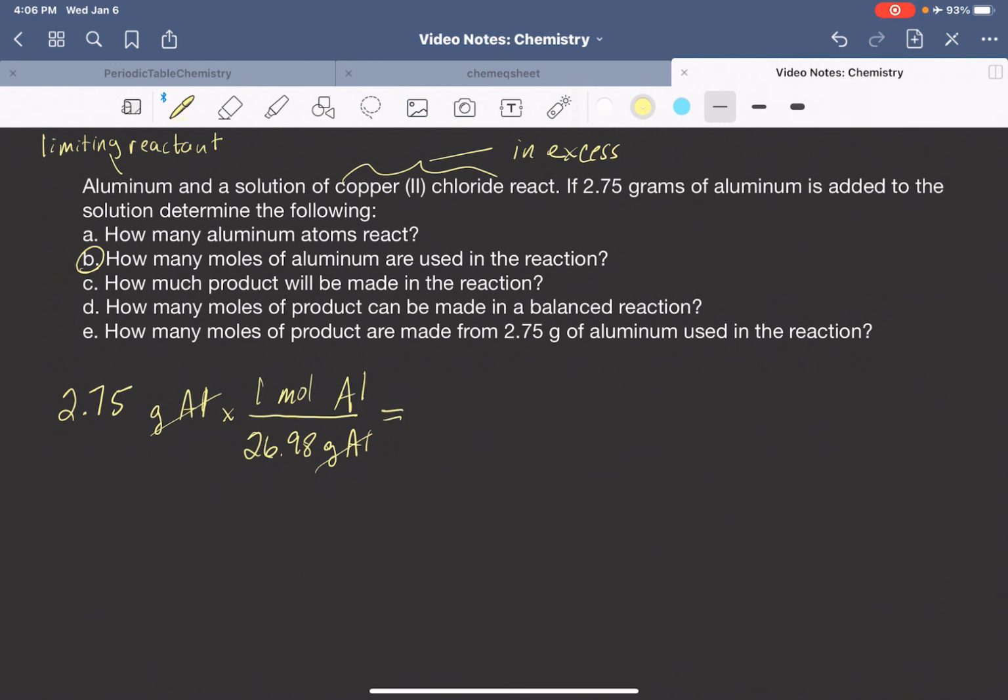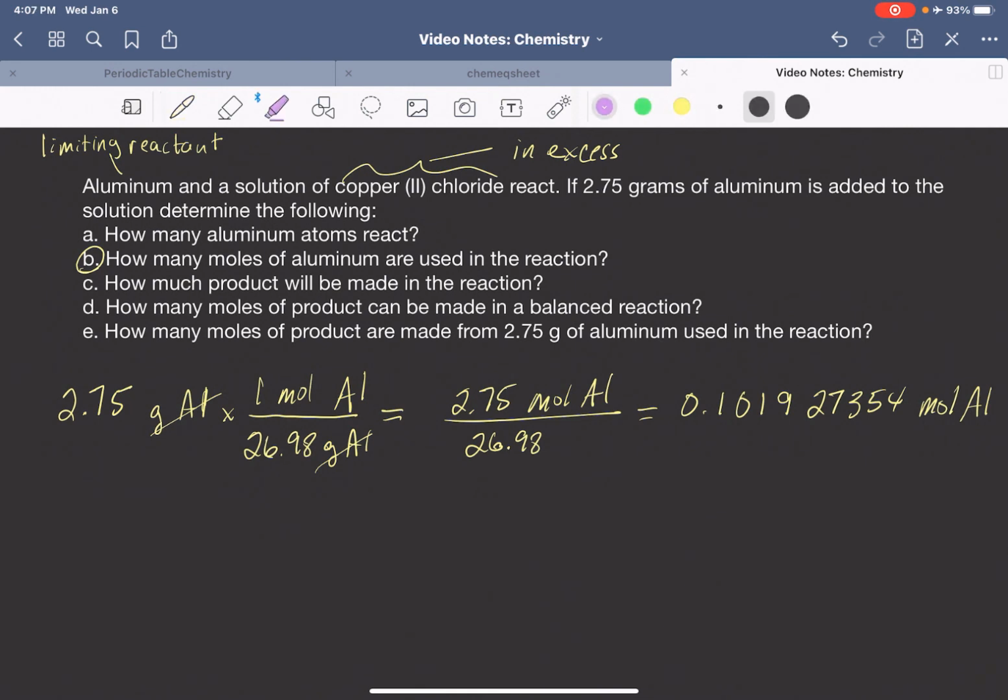So this is on top, we get 2.75, and then moles of aluminum still has not been canceled out yet. So this is effectively what our problem is right here. 2.75 divided by 26.98, and that gives us 0.101927. You don't need to write all of these extra numbers. But I'm just writing them all because for learning purposes, I know for some of you, it's important if you kind of see everything happening.